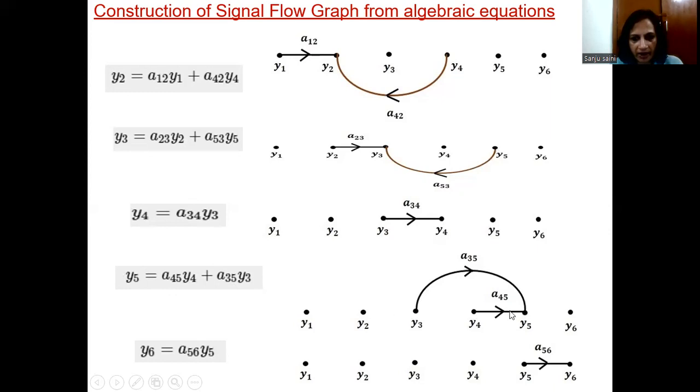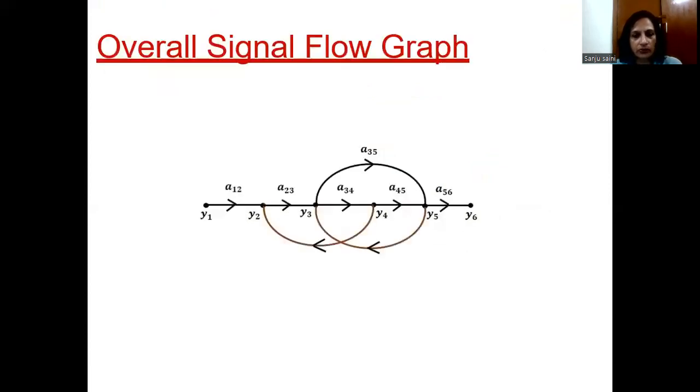So A45Y4 plus A35Y3. This is A35Y3. Then Y6 is equal to A56Y5. So this is represented by this part. So then we combine all these small parts together to form the overall signal flow graph of the system. So that is being shown over here. This is the overall signal flow graph.